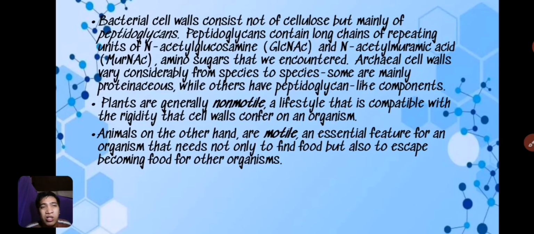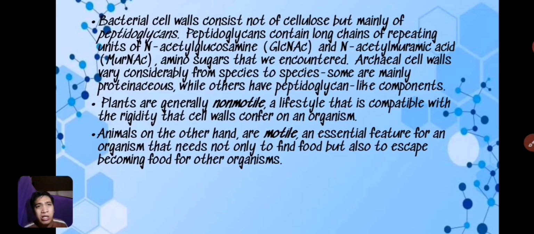Bacterial cell walls consist not of cellulose but mainly of peptidoglycans. So in the bacterial cell, it does not consist of cellulose, but it is peptidoglycans. Peptidoglycans contain chains of repeating units of N-acetylglucosamine and N-acetylmuramic acid. So these are amino sugars that we encounter.